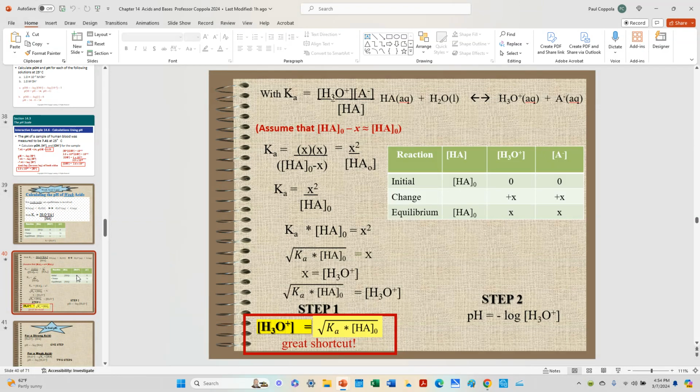Okay, slide 40, what I have highlighted here is the shortcut formula. This is going to be on the reference page of the exam. For a weak acid, you need two steps to find the pH. First, we use this equation: the square root of the Ka times the initial concentration of the weak acid. Once you get the H3O+, then we do pH as negative log of H3O+. So that is slide 40.